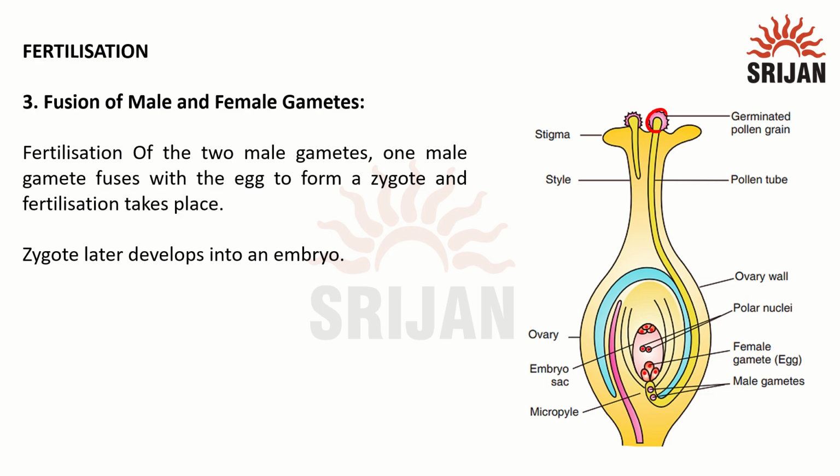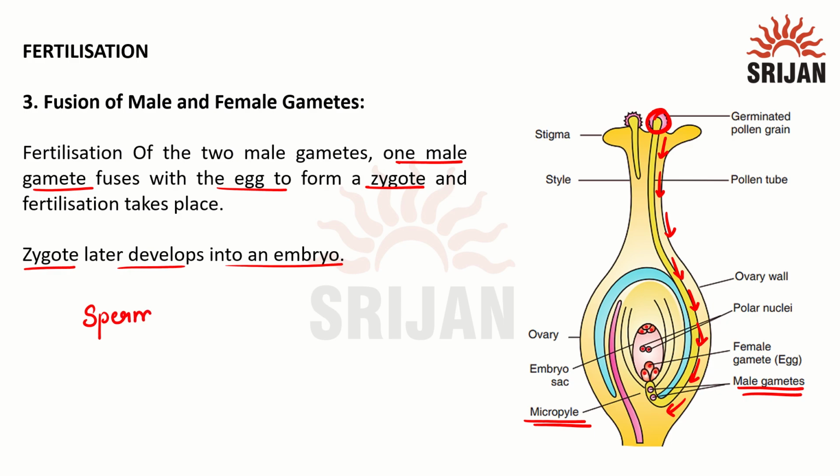Here we can see one of the pollen grains has germinated, and all the way through the style it has entered the ovary and reached the micropylar end, and we can see two male gametes. One male gamete fuses with the egg to form the zygote, and this is fertilization. The zygote later develops into the embryo. So the sperm fuses with the egg, and together they form the zygote, a single cell structure. The zygote divides and develops into a multicellular structure, that is the embryo.